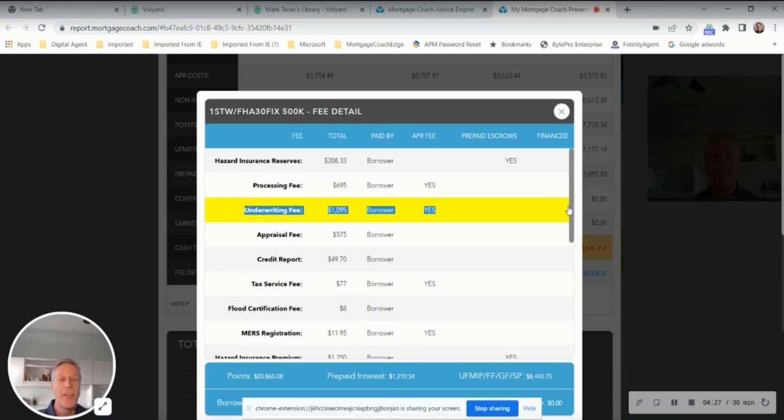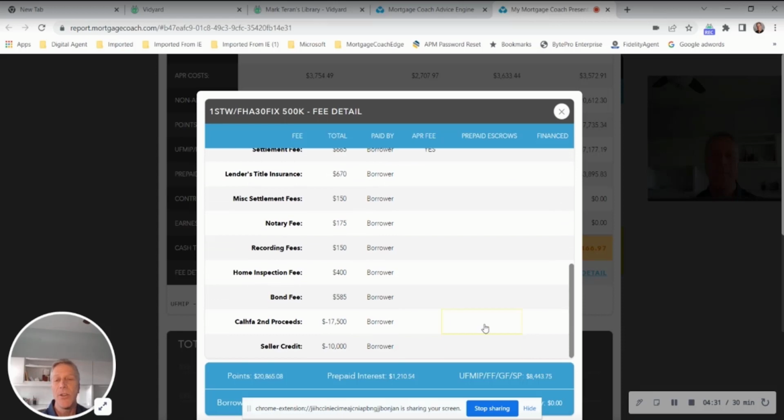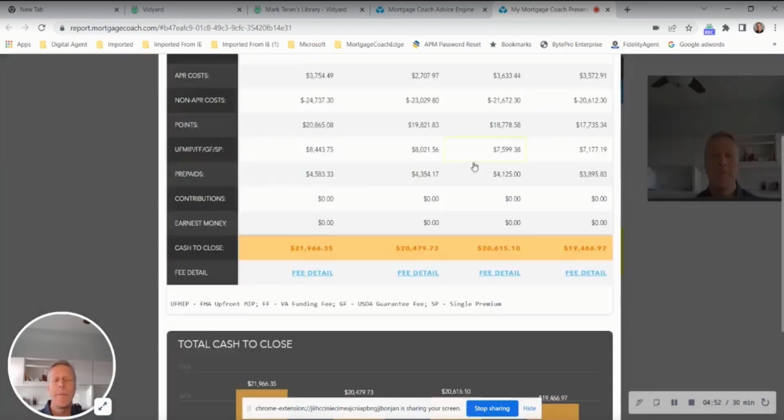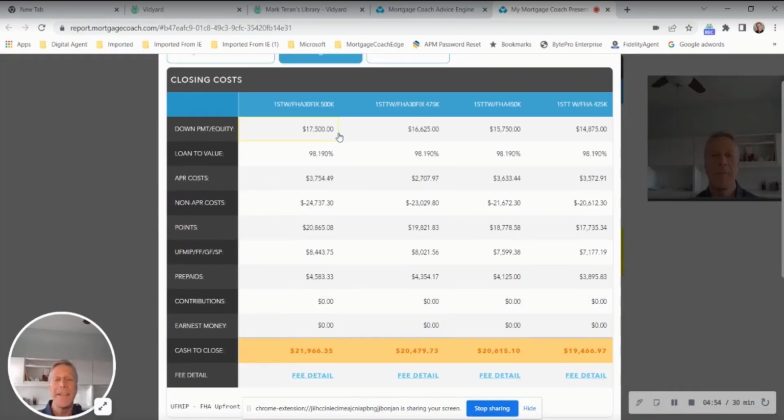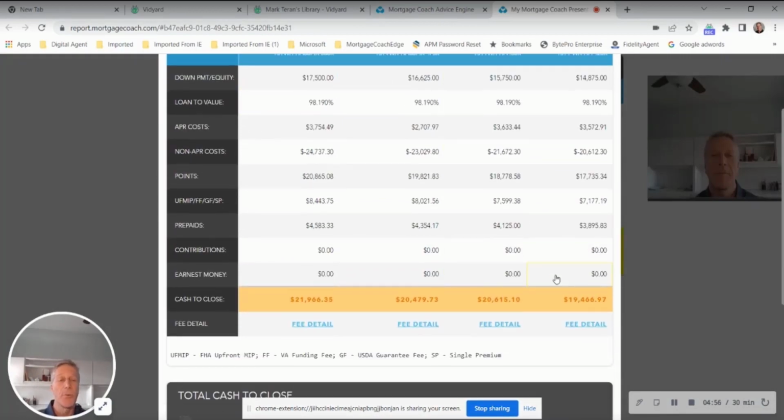So in this case, I'm going to scroll down to the bottom of all these costs and show them that, hey, there's CalHFA second proceeds of $17,500 that's going to go to assist them to purchase this home. And then I explain how that works. And then also in this case, we were looking to get a seller credit of around $10,000, and I explained that. Coming out of there, so that's available on each of those 4 options. We go through them.